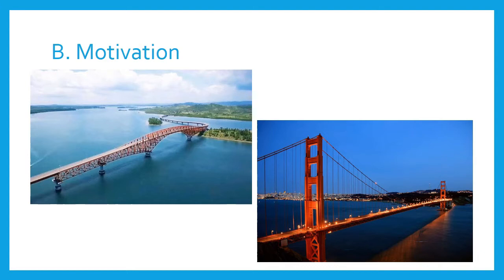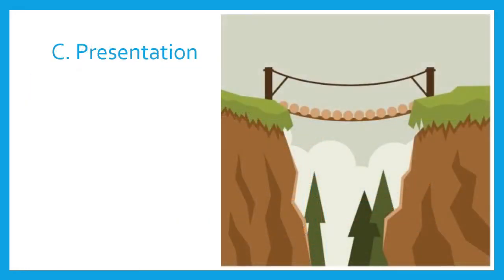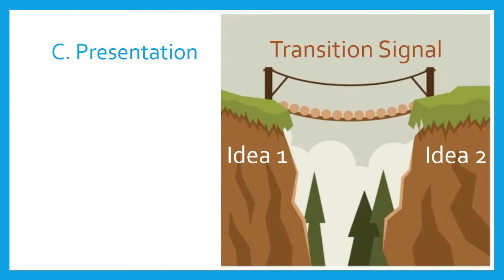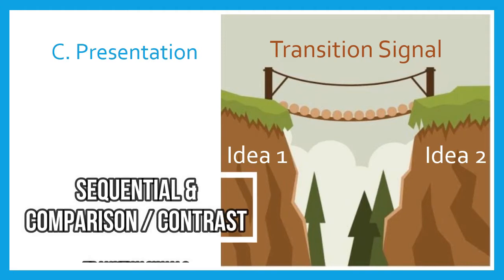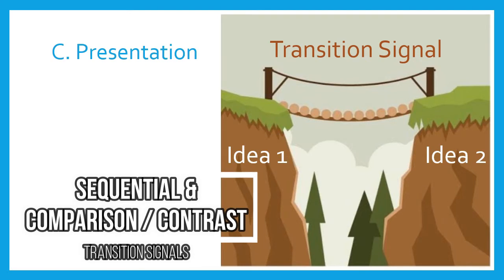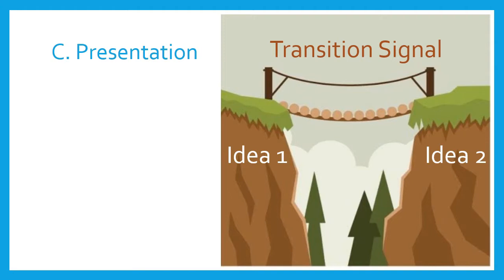In the same manner, transition signals are words and phrases used to connect ideas and sentences. Look at this picture. Think of the broken land as two different or similar ideas or information connected by a bridge, which functions as the transition signal. Can you imagine that? Now, let's focus on the two basic classifications of transition signals, the sequential and comparison and contrast. Let's have first the sequential, which are words that indicate sequence or series or order.